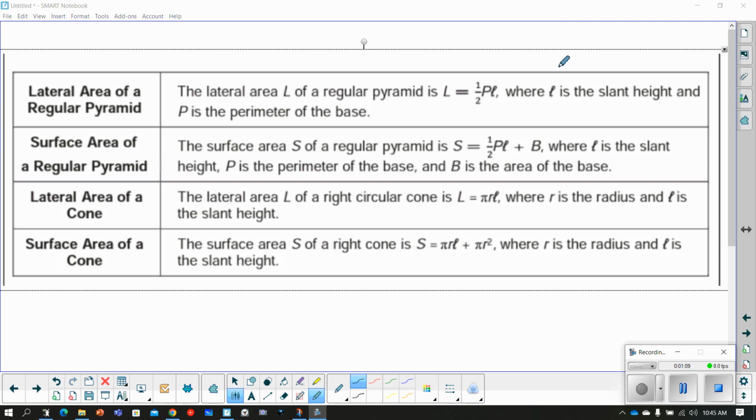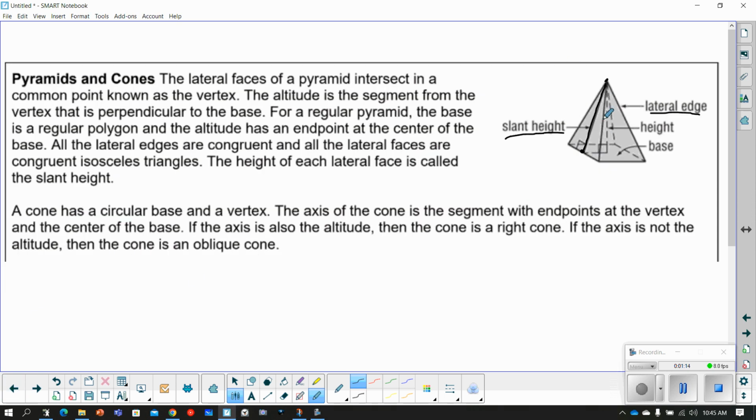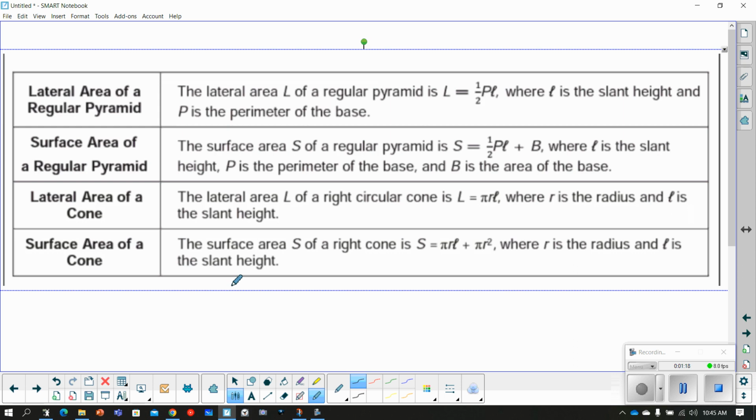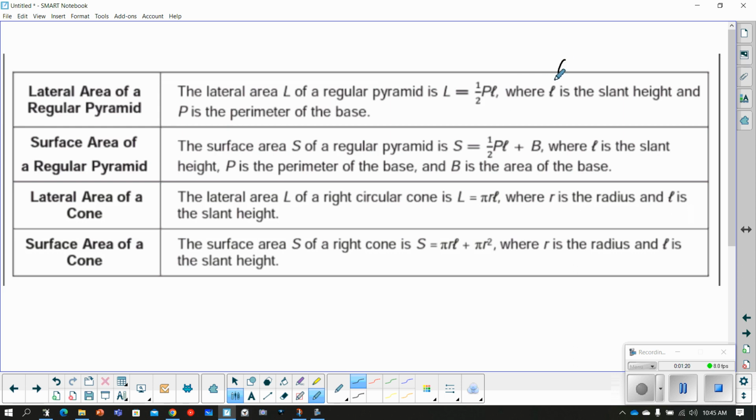So let's see here. The L is the slant height. So if we're looking at our diagram, the slant height, right? And so the letter we're going to use is an italicized L, or it looks like a cursive L. That is going to be the slant height. Okay. All right. So let's try a problem.